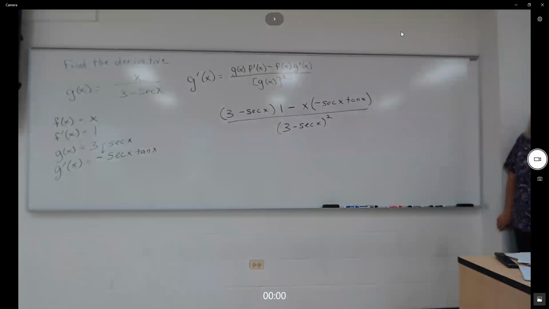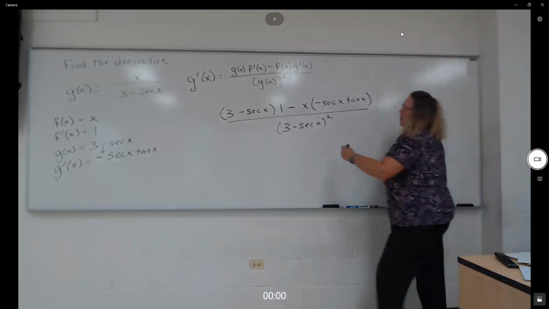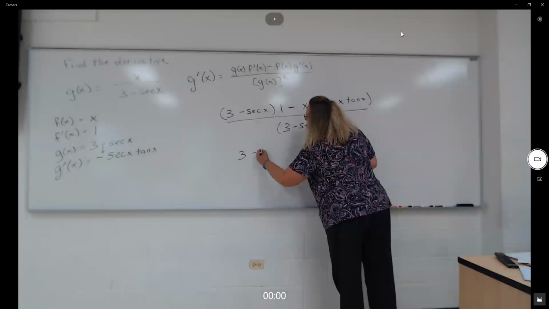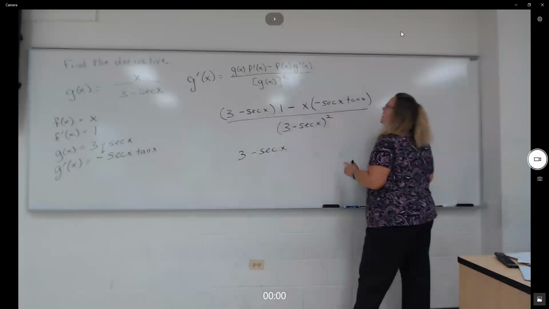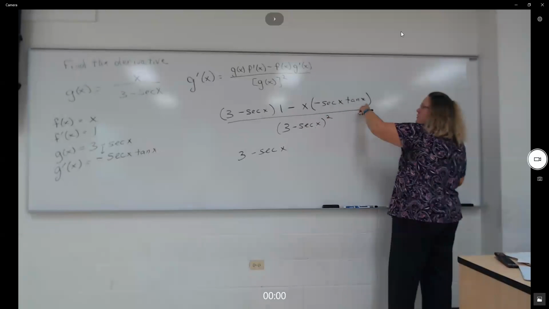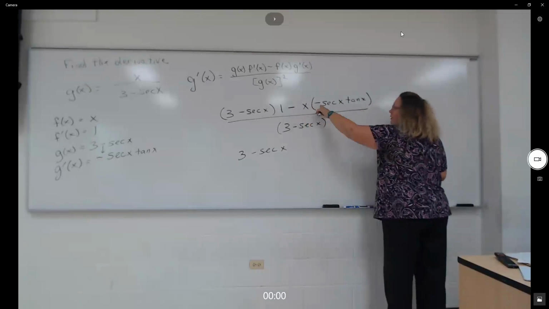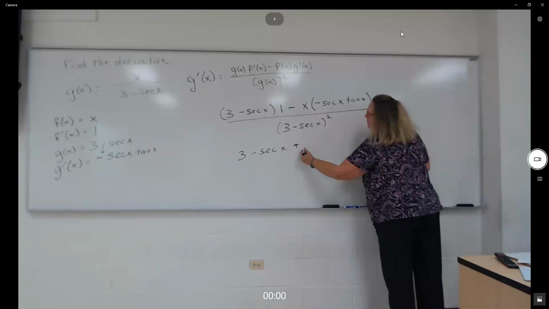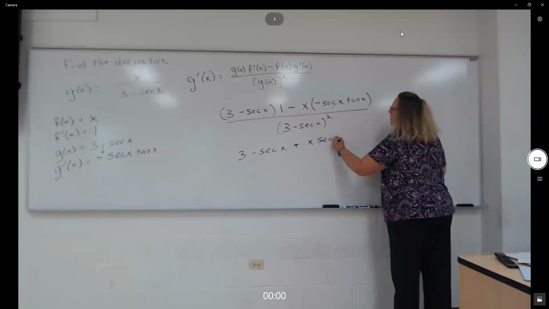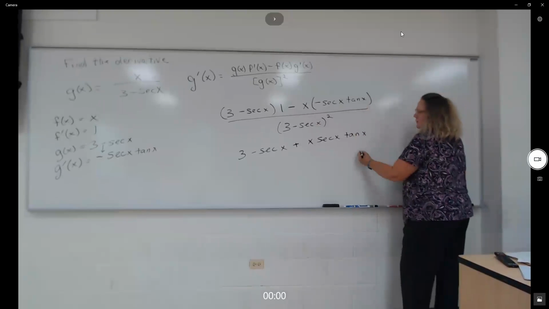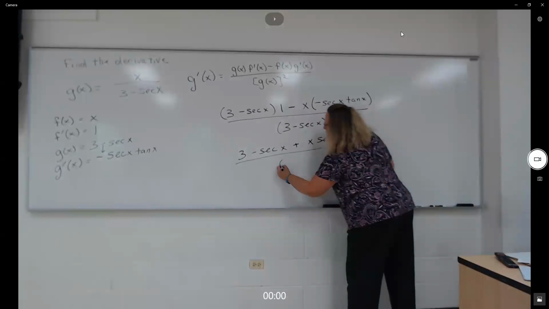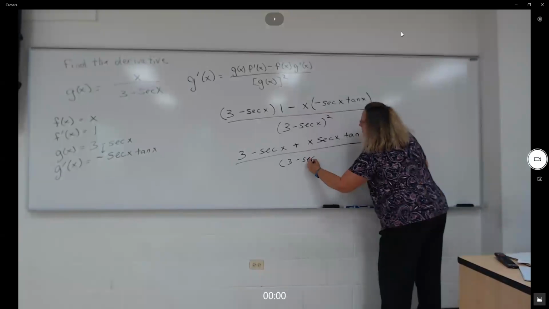There's not much to clean up. We wouldn't have to write the 1. So we could do 3 minus secant. This is all multiplication. There's no distributing. So we could just multiply these 2 negatives and make it a positive. X, secant x, and x, all over 3 minus secant x.